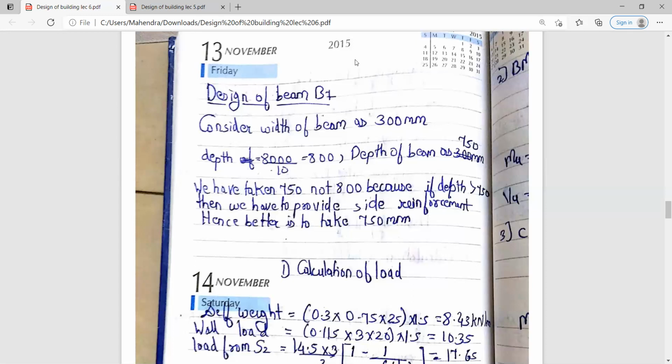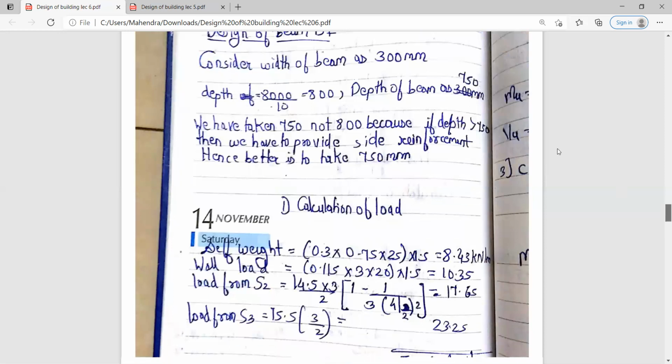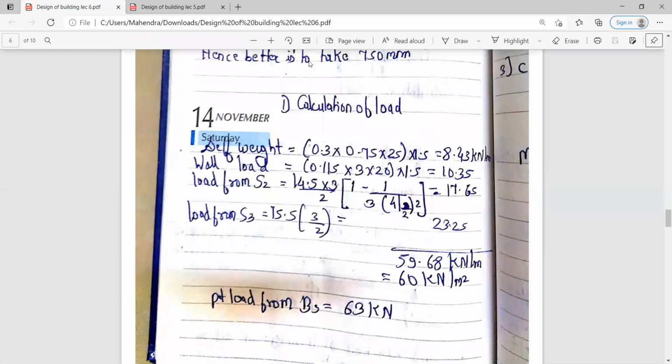So after that we need to repeat the same steps. That is, first of all we need to calculate the load. We need to do the loading calculations. So for loading calculations, first of all we need to do the calculation for the self weight. So calculation of loads. First of all, you need to calculate the self weight.